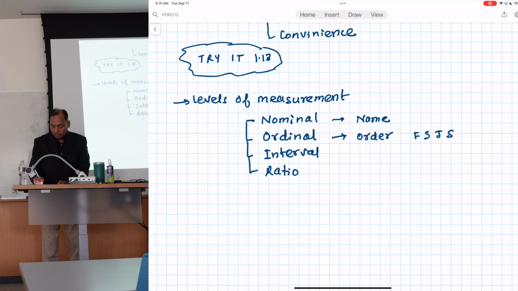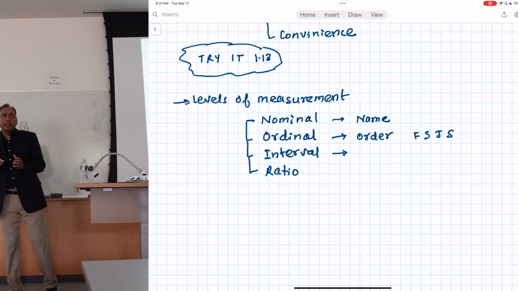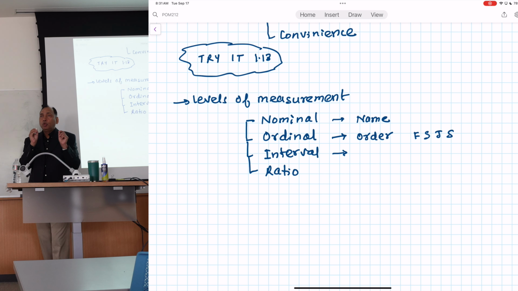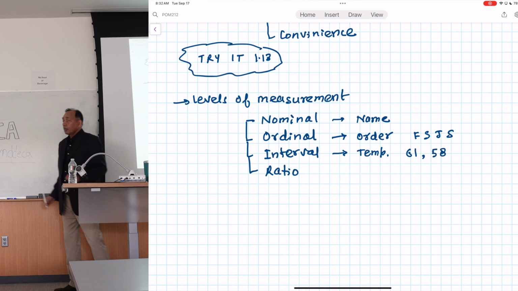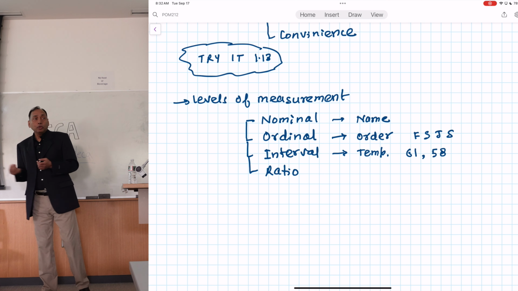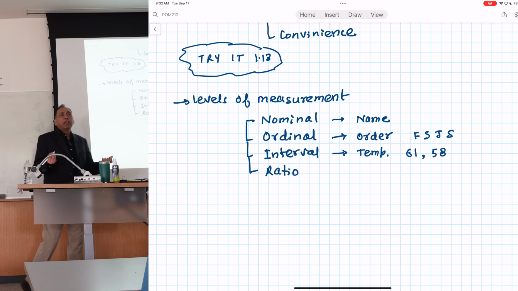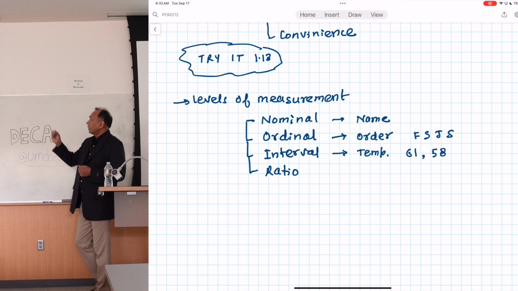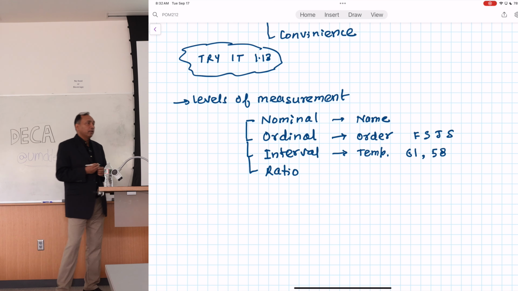Now, a slightly higher level of data with slightly more information is interval data, where, as the name indicates, the interval between two data points makes sense. So for example, temperature. Let's say yesterday it was 61 degrees and today it is 58, and then you take a difference, so you know that it is colder by 3 degrees. So the difference between the two numbers makes sense for temperature, so it is interval kind of data.